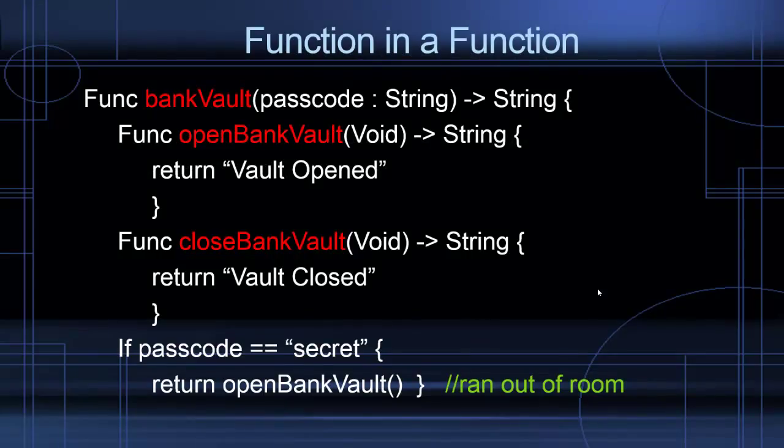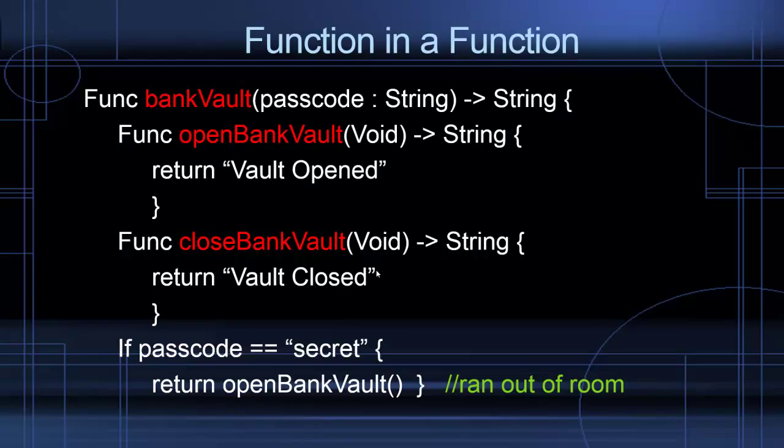So here's an example. So function bankVault. And I'm going to have a passcode, and that's just going to be a string. And my return type is going to be a string. And then I've got two functions inside there. Open the bankVault or close the bankVault. And they are both going to be void. They don't need any value, but they're going to return vault open or vault closed.